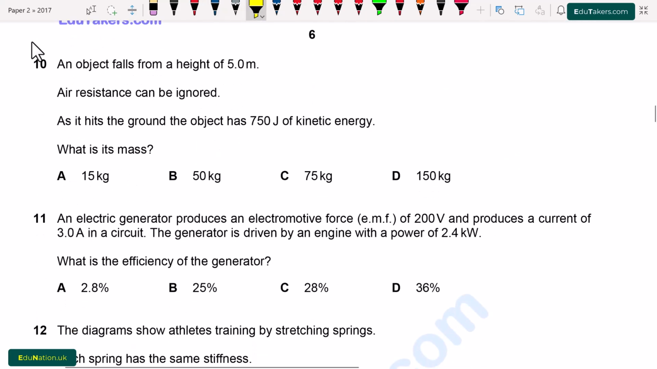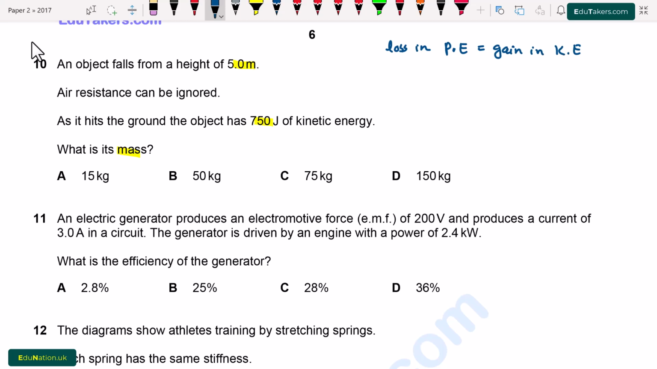Question number 10. An object falls from a height of 5.0 meter. Air resistance can be ignored. As it hits the ground, the object has 750 joule of kinetic energy. What is its mass? So here we have to find out the mass when the kinetic energy and the height is given. Here I use the concept that loss in potential energy is equal to gain in kinetic energy. So I write here loss in potential energy is equal to gain in kinetic energy.